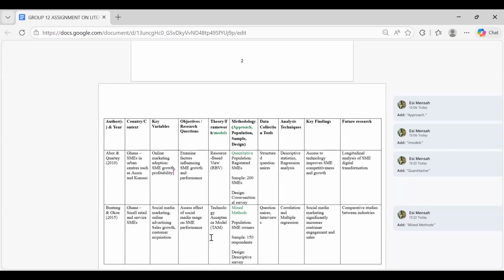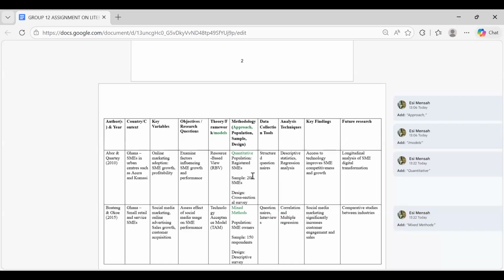Boateng and Oko, they use mixed method. So once you have indicated that the most dominant methodology appears to be quantitative, you cite all the quantitative studies that you can. If you cite, let's say, 5 from the 36 that we have counted, it is strong enough.